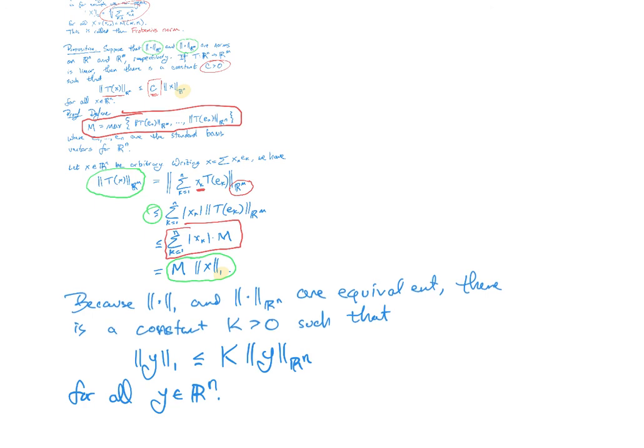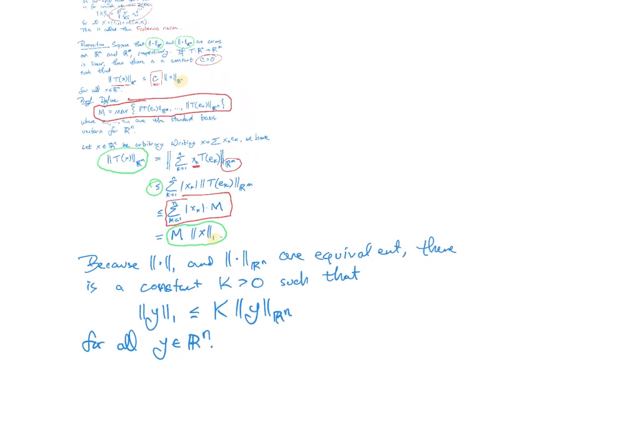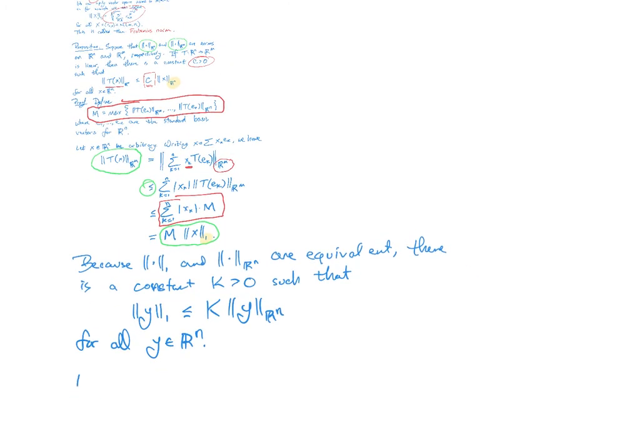Okay. And therefore, we've got what we want. T of x... okay, so that proves the result where C is equal to M times K. Any questions on that one?